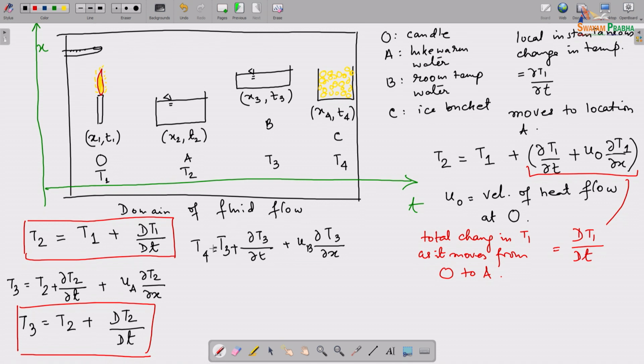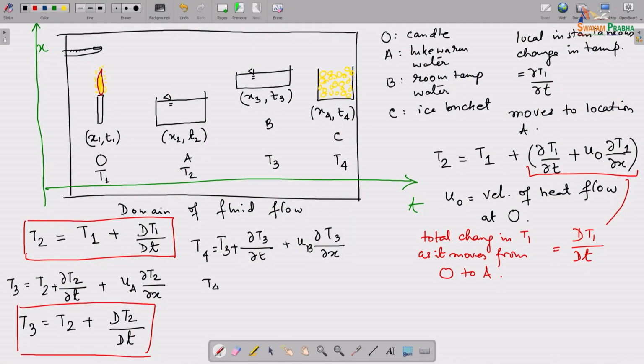Now I am at the location C, which is essentially this. So now the temperature here is what it was, T3, plus the change in the temperature. So essentially T4 is equal to T3 plus dT3 dt.